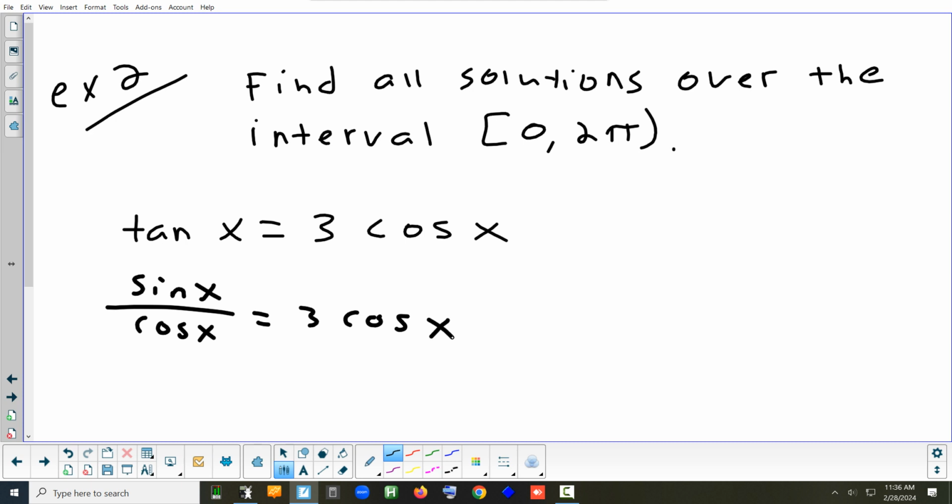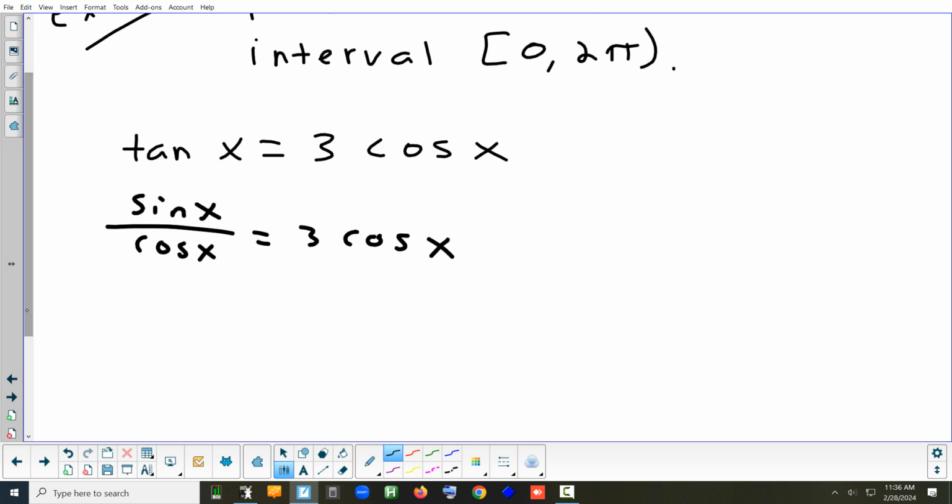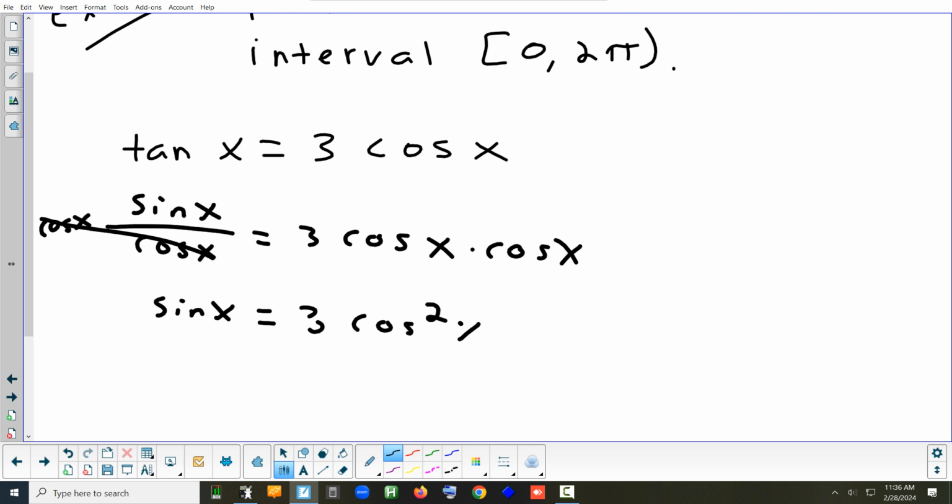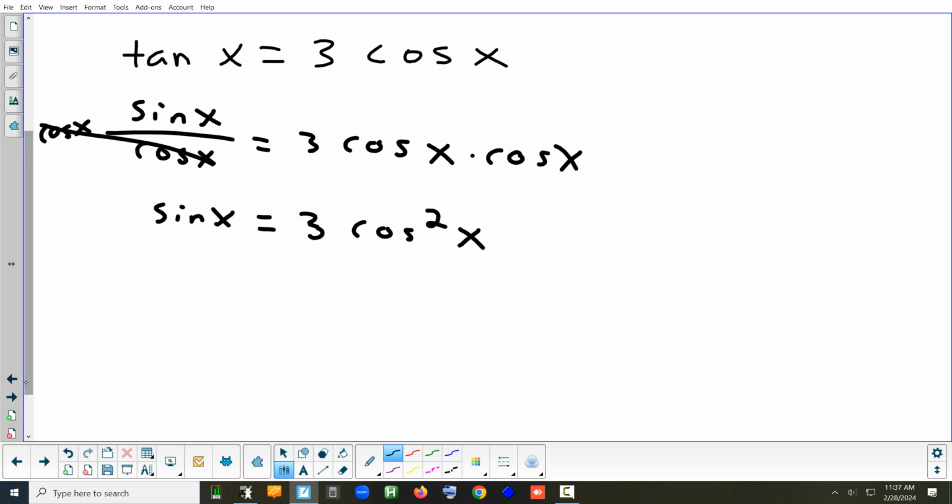Yep. Yes. And then it turns into a problem just like the last two. Multiply both sides by cosine. Cosines are gone. We get sine x equals 3 cosine squared x. Now we have to get it equal to 0. So what side should I put everything on? Do I want to put everything on the left? Or do I want to put it all on the right? Right.